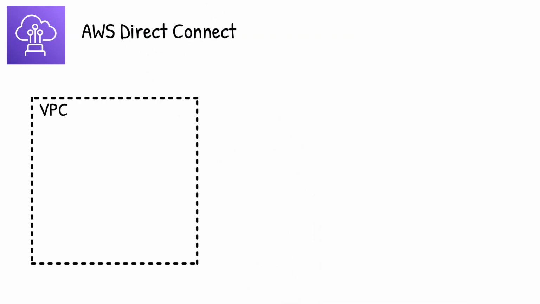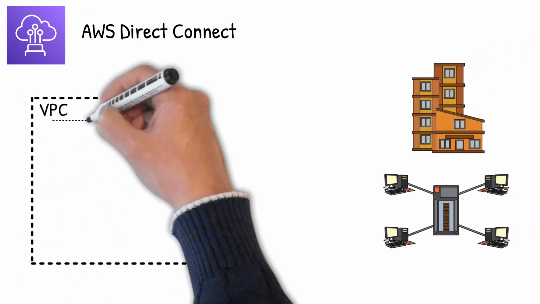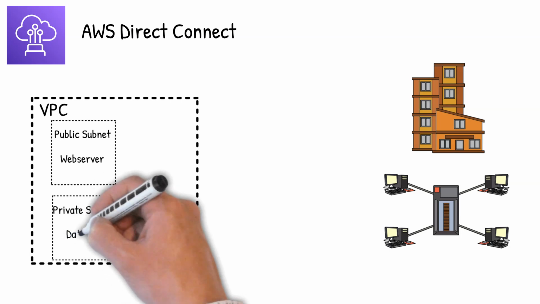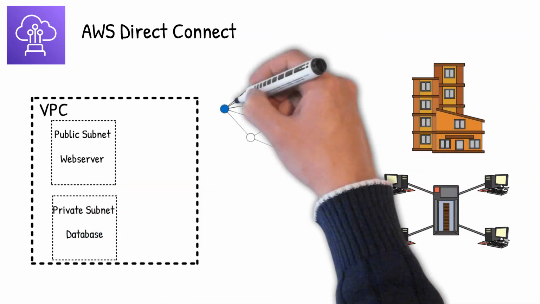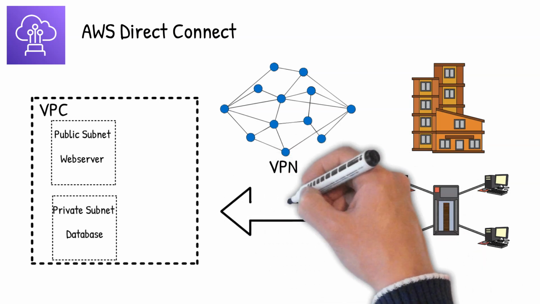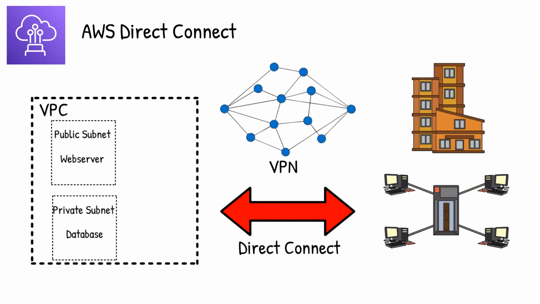AWS Direct Connect. In order to have your on-prem or corporate headquarter resources communicate with your AWS resources, you have two available options. One is to use VPN connection over the public internet, which may have limited bandwidth and may not be very reliable. On the contrary, you can use AWS Direct Connect, which makes it easy to establish a dedicated network connection from your on-prem environment to AWS resources.